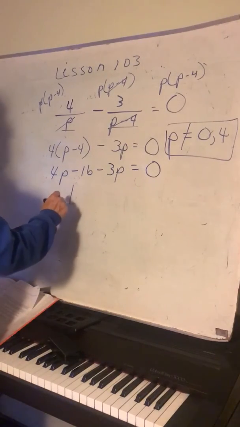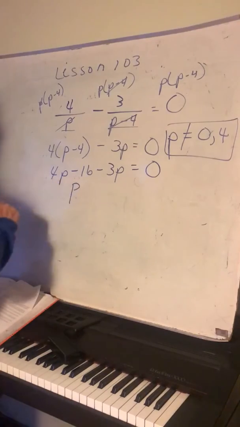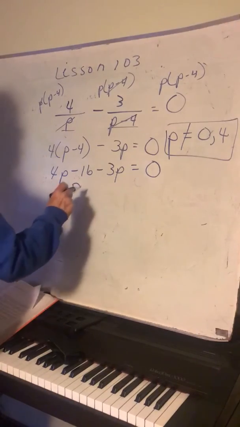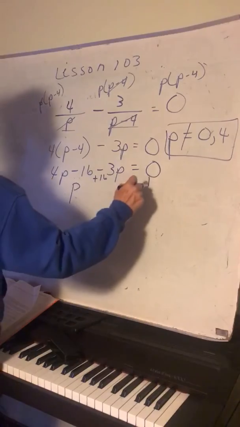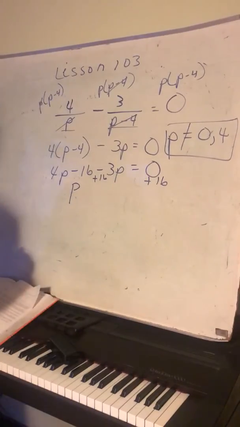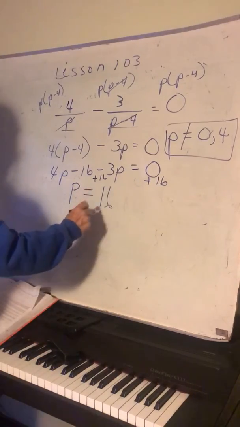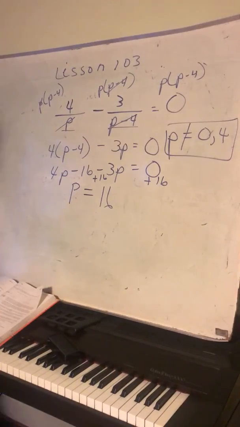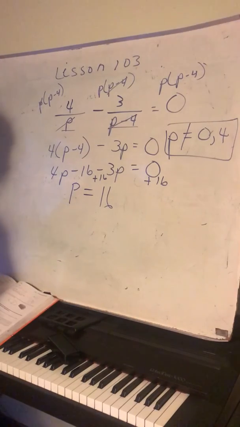This becomes 4p minus 16 minus 3p equals 0. This is 1p, right? 4p minus 3p is 1p, and then let's plus the 16 here and plus the 16 here. So p equals 16. Okay. That is the end of lesson 103.